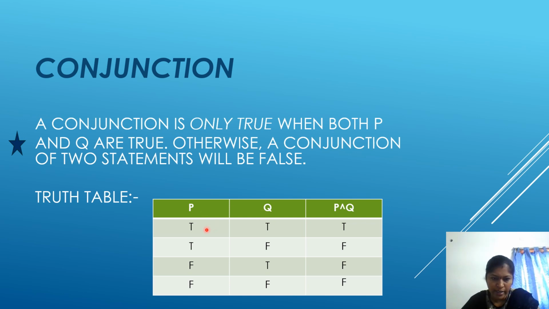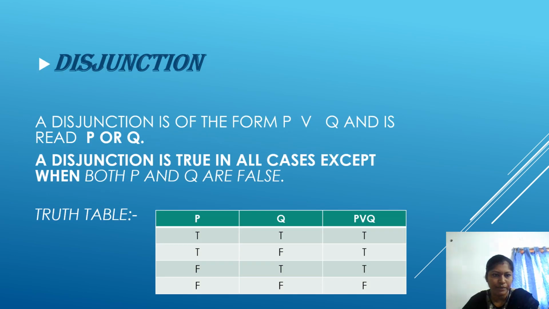Here you have the choices for P: true, true, false, false, and the choices for the Q declarative statement: true, false, true, false. For the conjunction, if the statement P is true and Q is true, then the relation also becomes true, and the remaining are false. That is the rule for the conjunction.